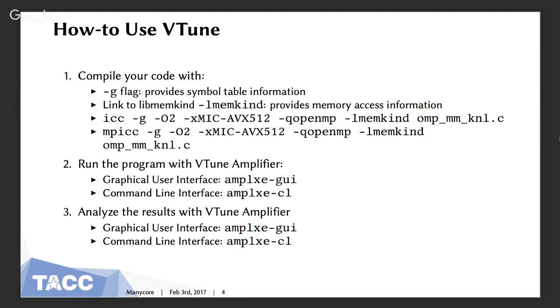Then you can run the program with what vTune calls its amplifier. It has a graphical user interface and also a command line interface. You access them through two different commands, amplxe-gui for the GUI, and amplxe-cl for the command line. So you can run the program and profile it that way, and you can go ahead and analyze the results using either the GUI or the command line interface.